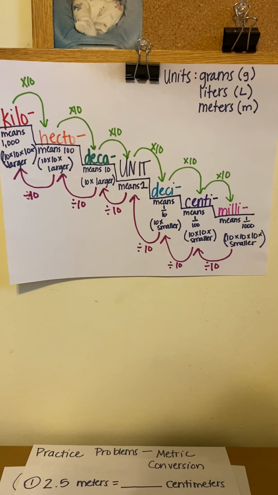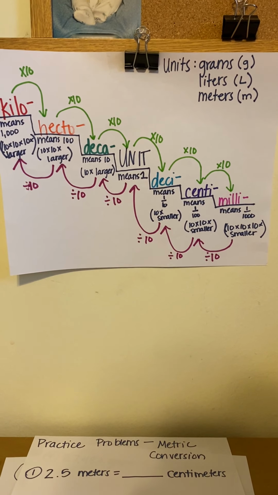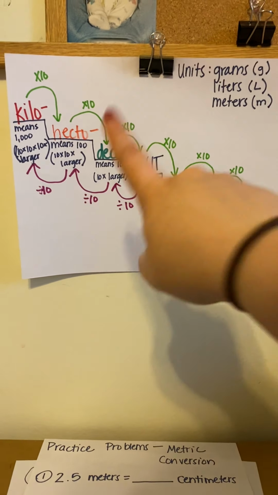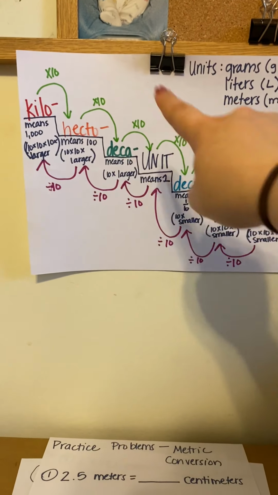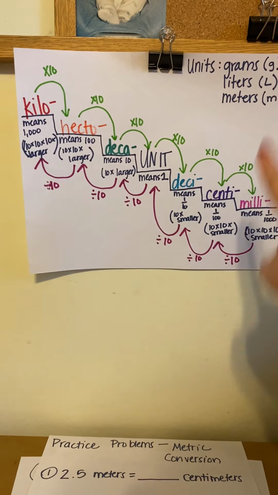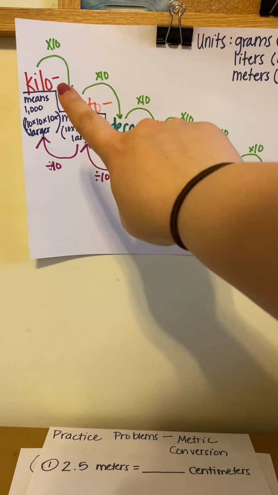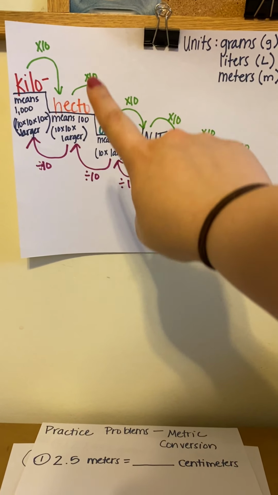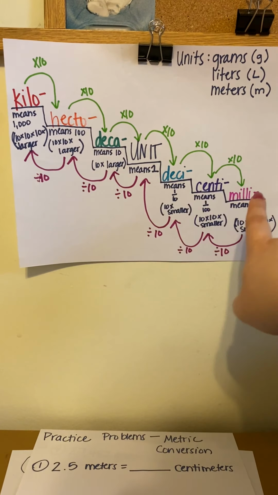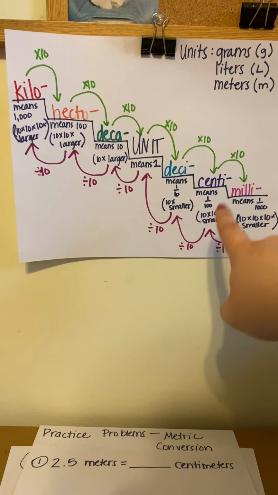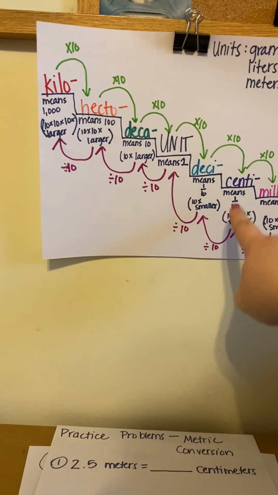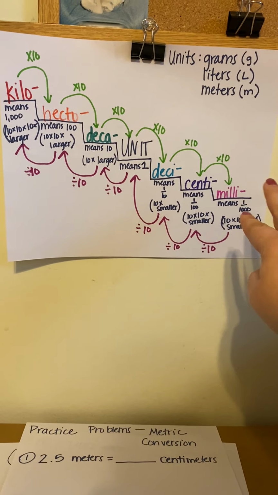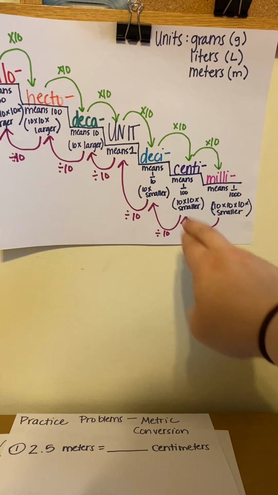All right, so if you look at the pink and green colored arrows going up and down, if I'm going from a big unit to a smaller unit, I have to multiply. So if I go from a smaller unit down here to a larger unit, I'm dividing because it takes less of a bigger unit.